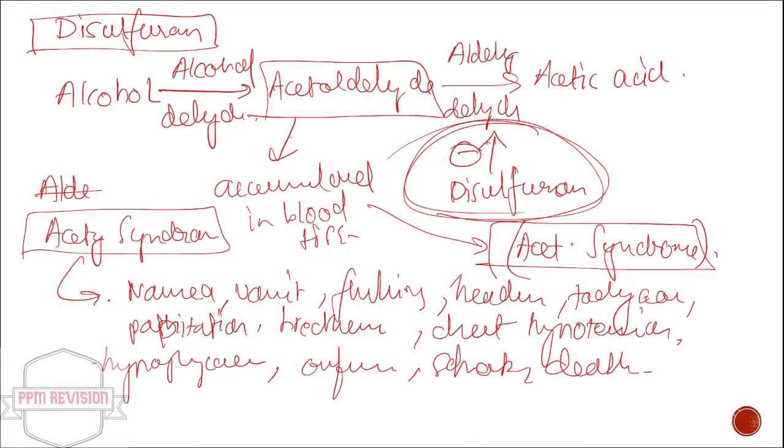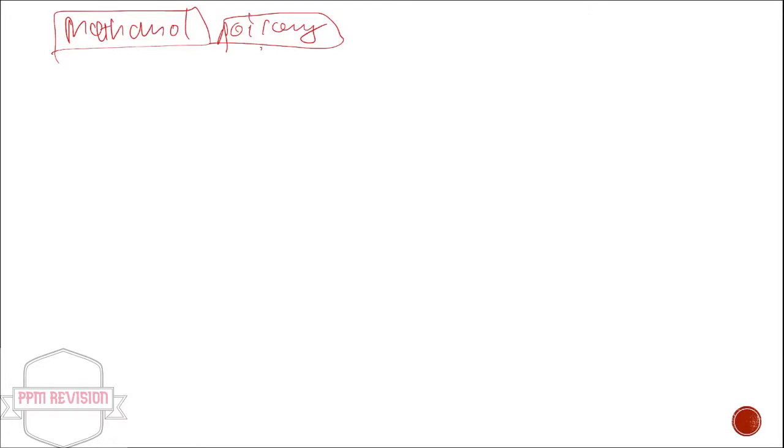Okay, now moving further, we'll be looking at methanol poisoning as well. So this mainly occurs when methylated spirit is consumed. Okay, and what we need to know is that methanol is a mild CNS depressant as well.